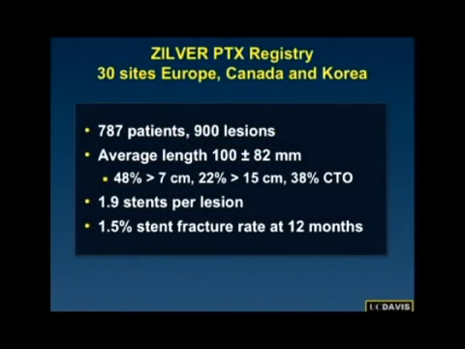So that was a fairly controlled trial with a smaller lesion length, highly regulated. How does this perform in a larger cohort? We do have some data from 30 sites in Europe, Canada, and Korea, the ZILVER PTX Registry, with now 900 lesions treated with an average lesion length here of 10 centimeters. 22% of those were greater than 15 centimeters, and about 38% were chronic total occlusions, 1.9 stents. Very low stent fracture rate at 12 months.